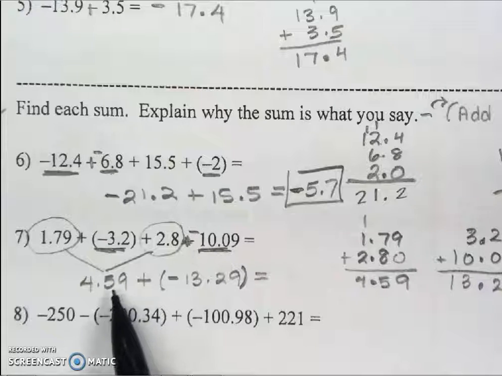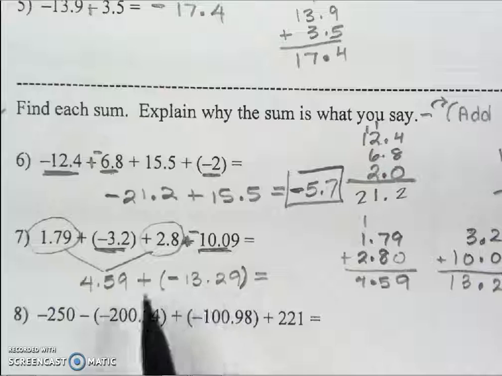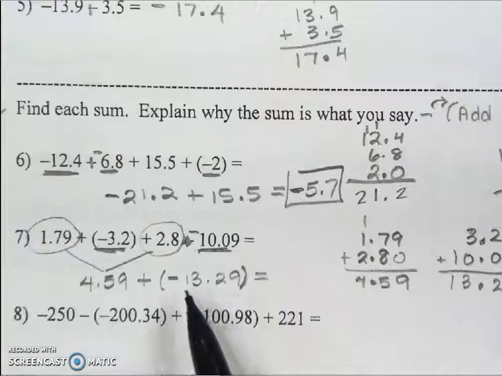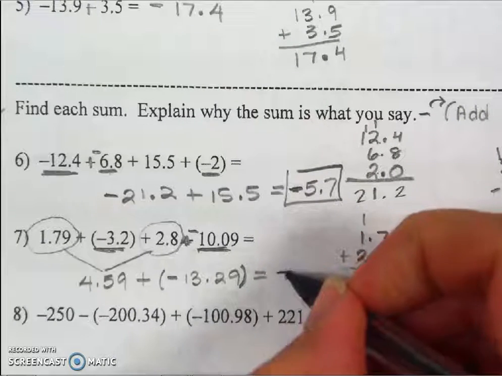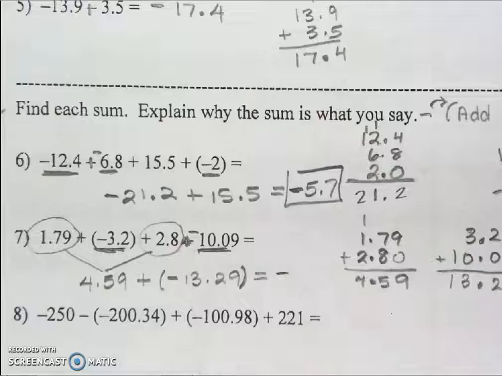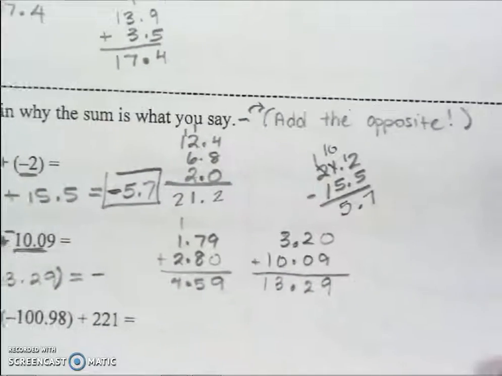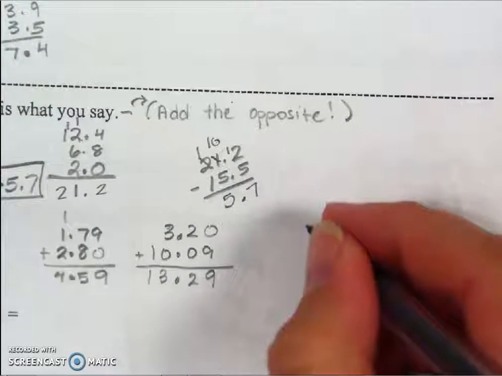So now I have a group of positives, I have a group of negatives, and so now I can see what to do with these. So do I have more positives or more negatives? Well, I have more negatives. Since I have both signs, I'm going to subtract these numbers. I'll write that one up top. So now to the side, 13.29.